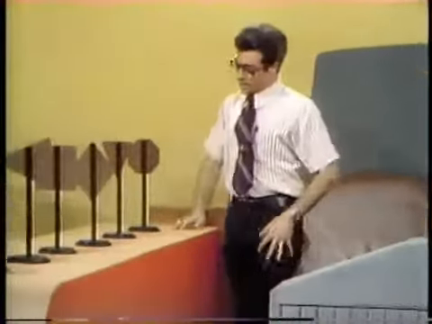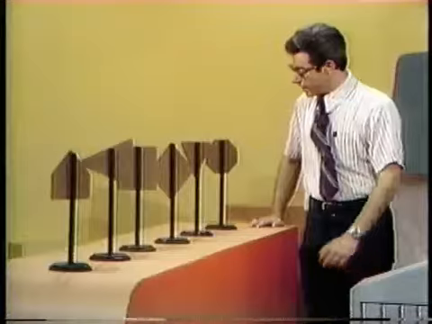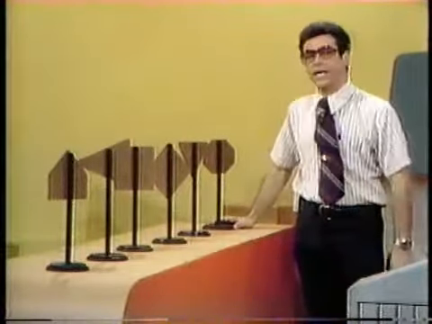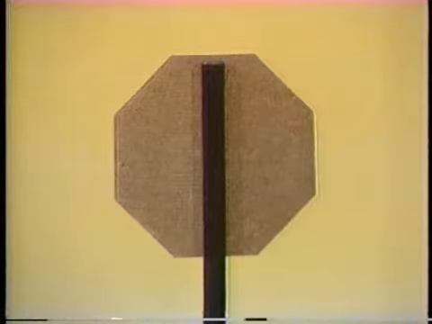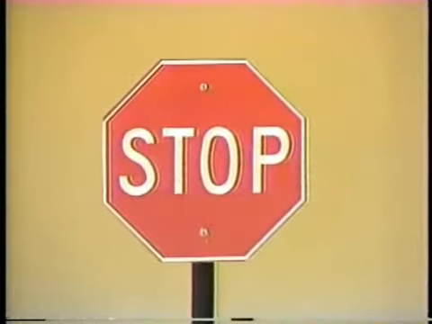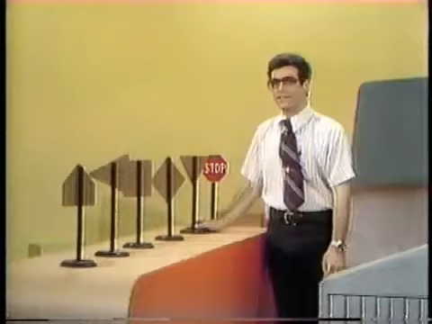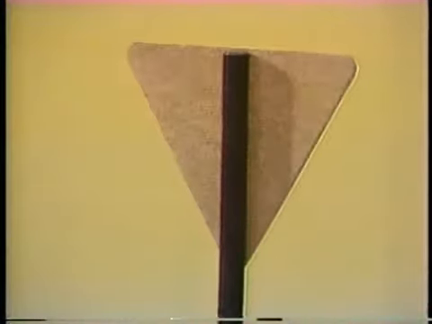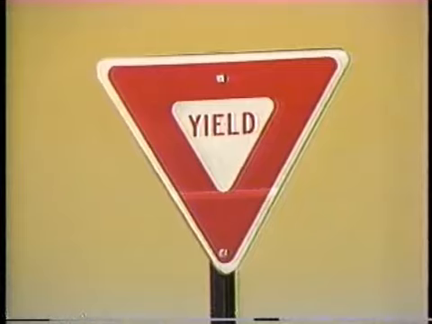Okay, we're going to try to identify these particular signs by their shape. The first shape that we'll be looking at is the octagon. And when we turn the octagon around, let's see what we find. We find the stop sign. The triangle is a three-sided figure, and it normally means to yield, that is, to give up your right-of-way to proceed in favor of someone else.